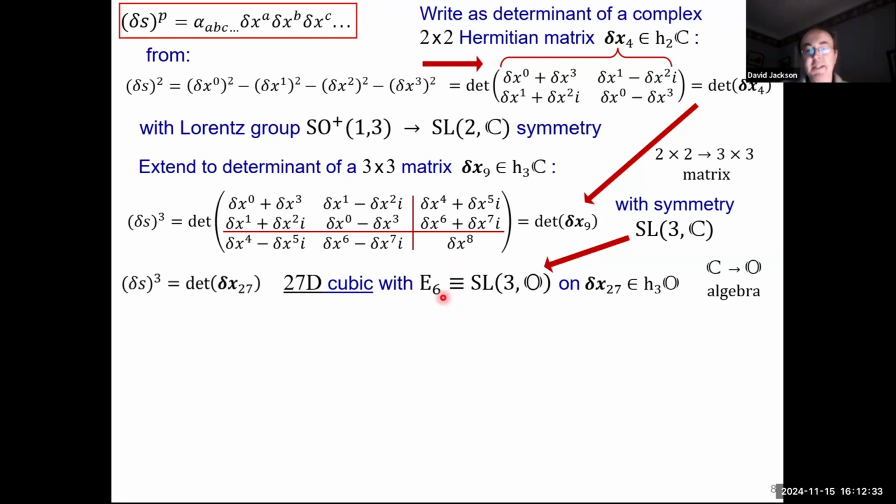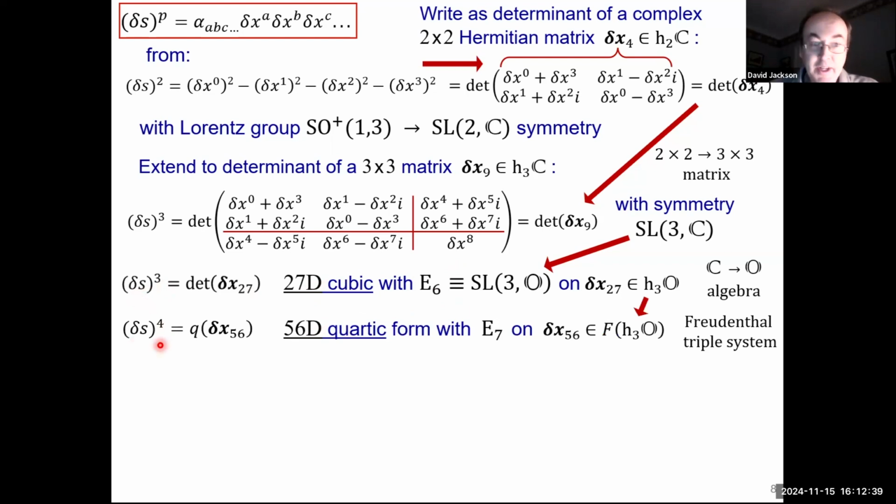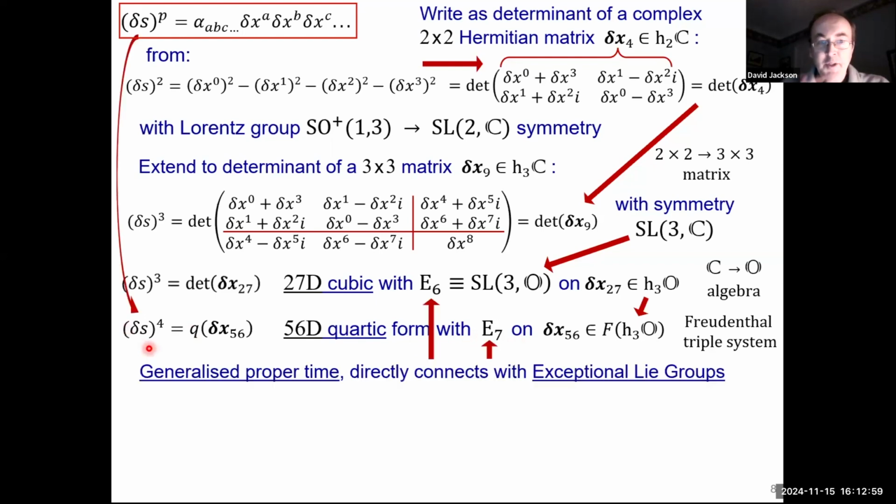Once we have this E6 symmetry of a cubic structure as an expression for proper time, this also embeds in a quartic structure, a well-known quartic structure, on a 56 component object, which is known as the Freudenthal triple system. It basically contains 2 copies of this space, giving 54 components and 2 others. The point is that this has an E7 symmetry, and this E7 symmetry can also be considered as a symmetry of this generalized proper time. So by using generalized proper time, we directly connect with exceptional Lie groups.